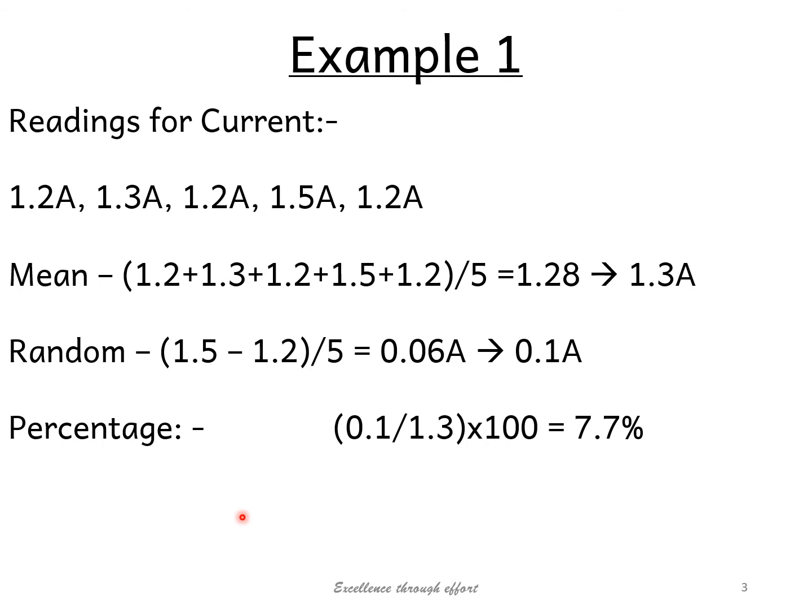Finally, how do you do the percentage? Well, here I'm going to convert our random uncertainty for the mean into a percentage uncertainty. And here, remember, this is called the absolute uncertainty because it has the same units as the readings, whereas a percentage uncertainty, as the name tells you, has units of percent. So to get the percentage uncertainty, all we do is 0.1 divided by the actual reading and multiply by 100. And that gives us a percentage uncertainty of 7.7%.